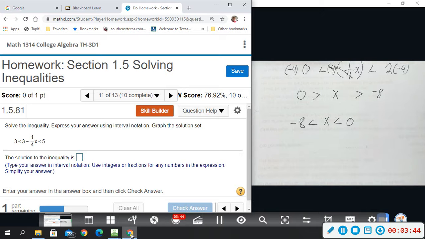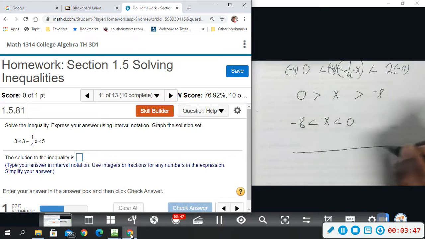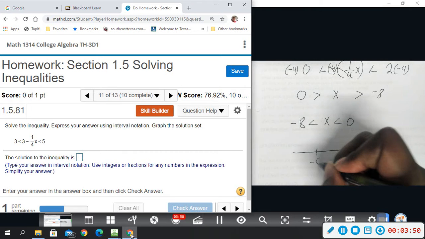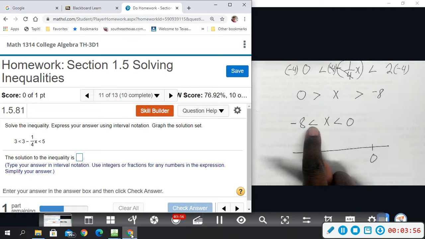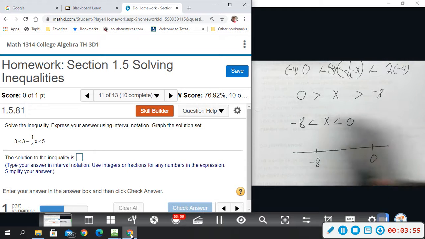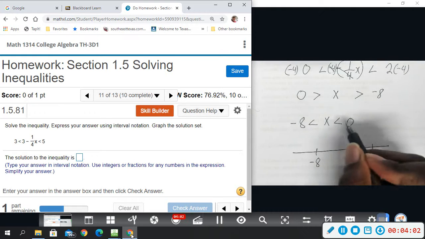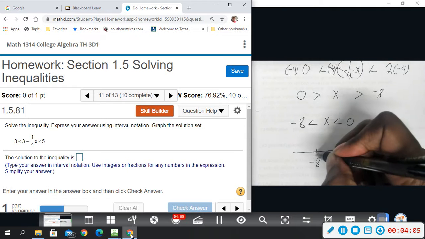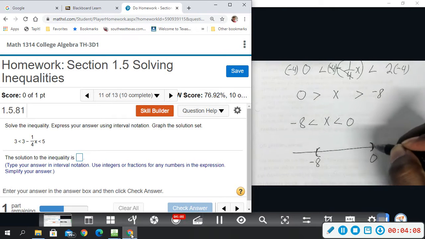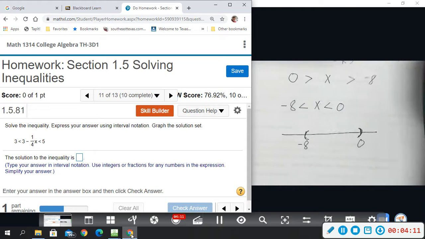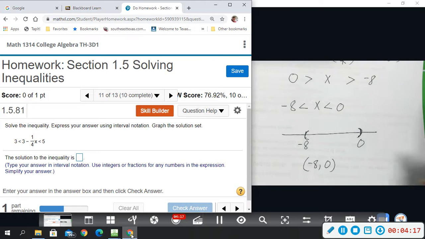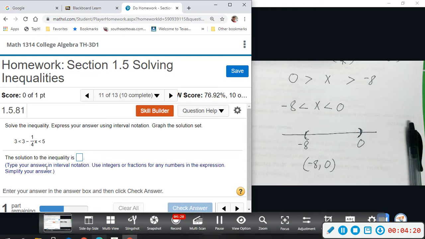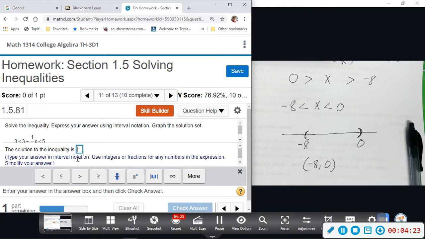So from here, we can now graph it. I have my 2 points, negative 8 and 0, and since we have no underline, we're just going to be using parentheses. This is saying negative 8 is less than x, and x is less than 0, so x is between these two numbers. So parentheses here, and once I graph it, that helps me to do my interval notation. So negative 8 to 0 in parentheses. Our solution in interval notation is negative 8 to 0.